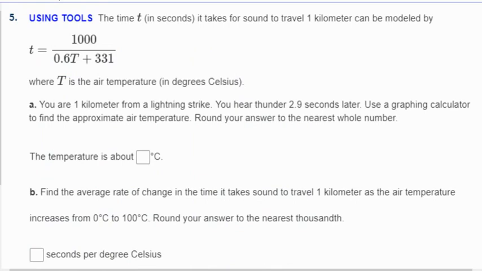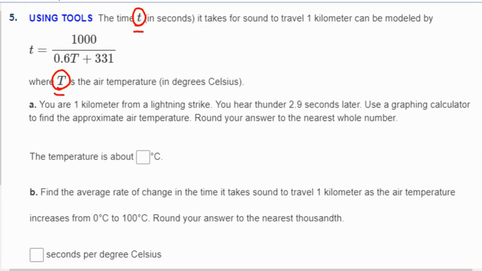Number 5, we have using tools. This is another modeling problem. We have lowercase t represents the time it takes for sound to travel 1 kilometer. That can be modeled by this function, t equals 1,000 over 0.6 times capital T, plus 331. Notice there's a capital T here. Capital T is going to represent the air temperature. So there is a difference between a lowercase and a capital.